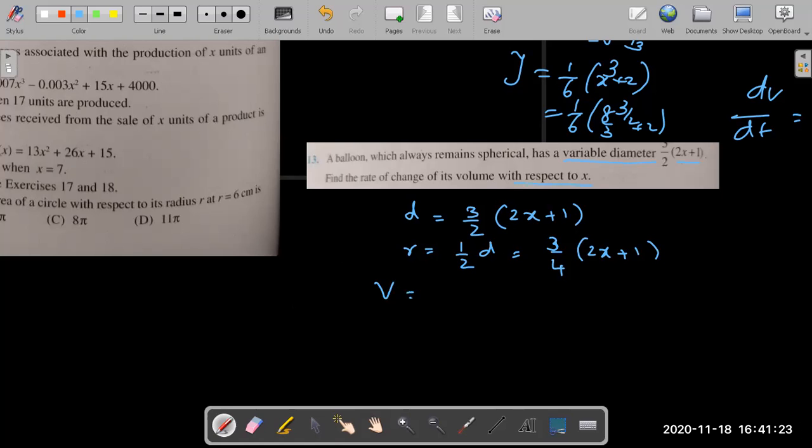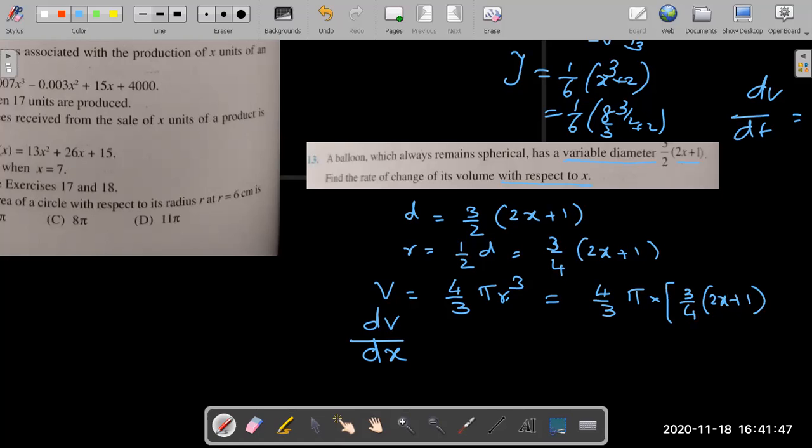So we need to find the volume with respect to x. The volume formula is 4 by 3 pi r cube, and what is required is dv by dx. So first thing is, instead of r, substitute this. So you have 4 by 3 pi into 3 by 4 into 2x plus 1, this entire thing whole cube.